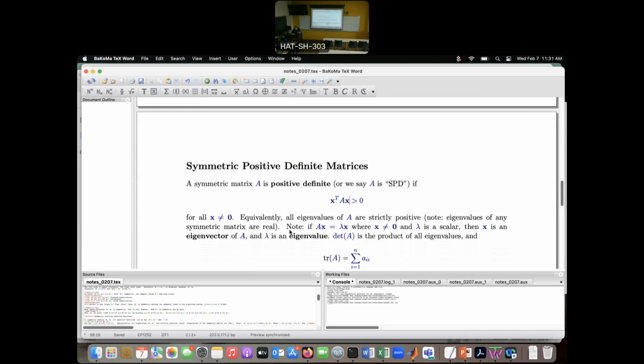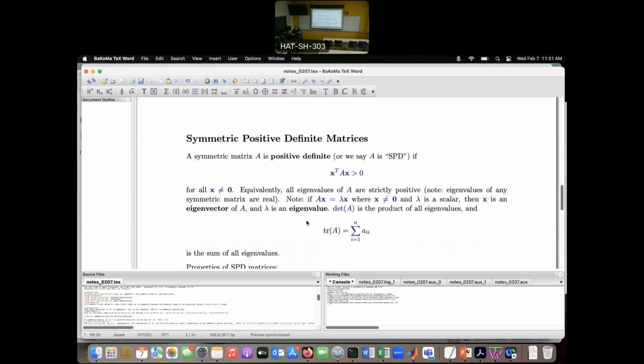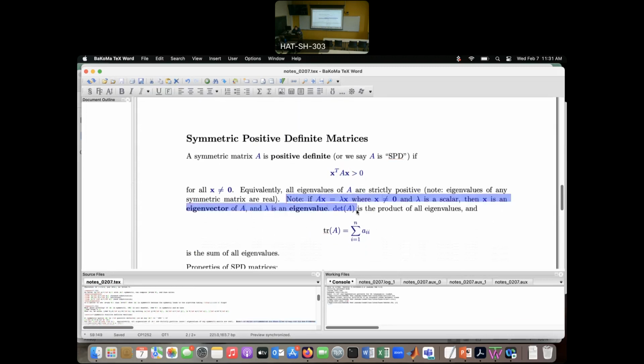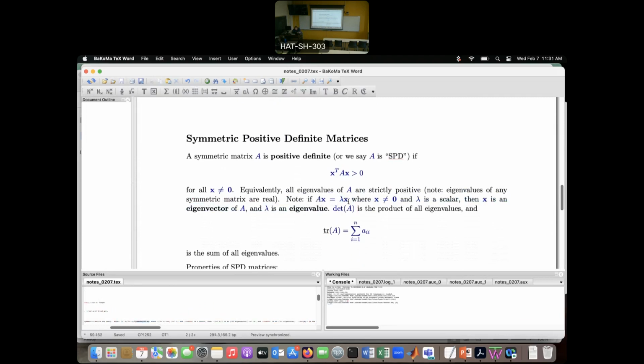Now, because I've talked about eigenvalues and eigenvectors, just to refresh your memory on that: what does it mean to have an eigenvalue and eigenvector? That if x is an eigenvector, and x is non-zero, A times x is equal to a scalar lambda times x, and lambda is the eigenvalue.